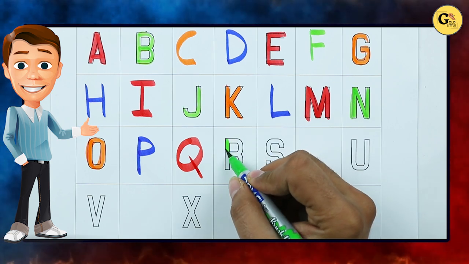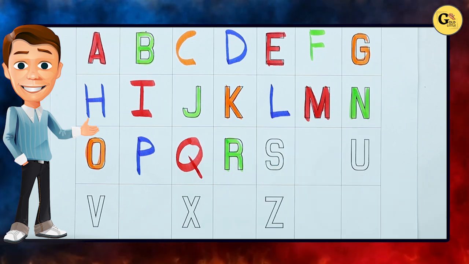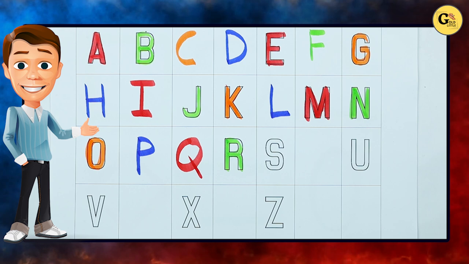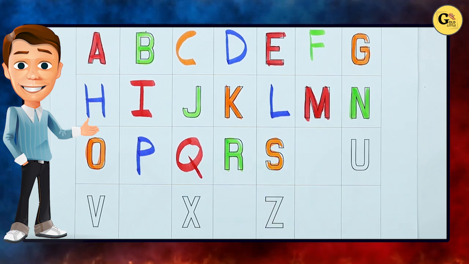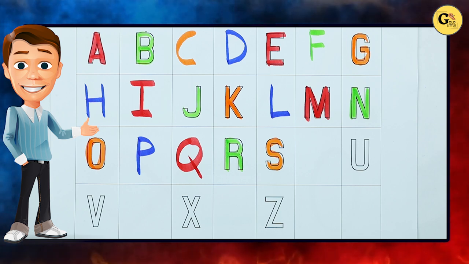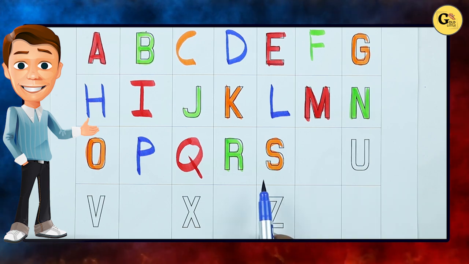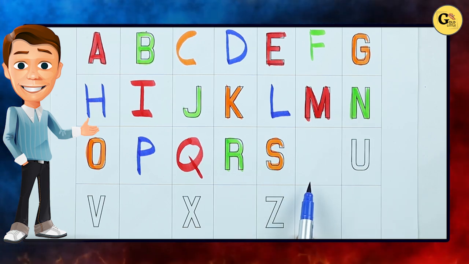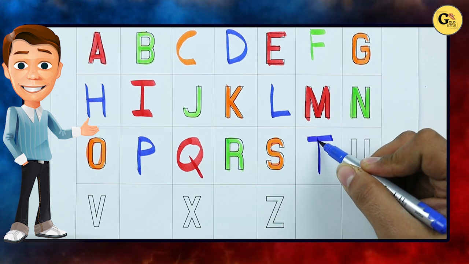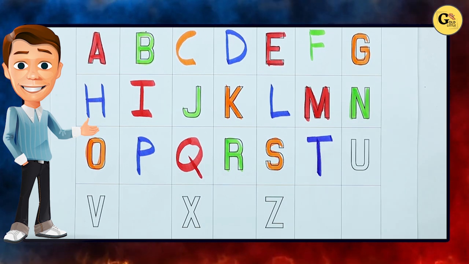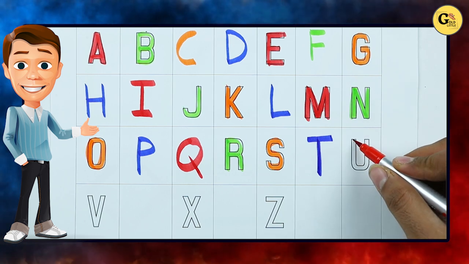Next is R. R for rabbit with green color. What next? S. S for sheep. S with orange color. R, S. What next? T. Very good. T with blue color. T for tiger. What next?